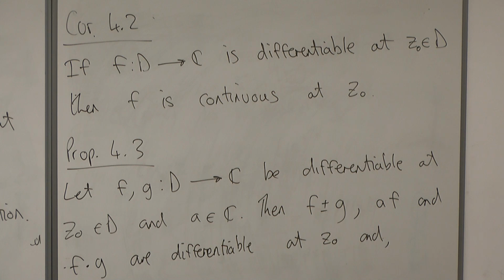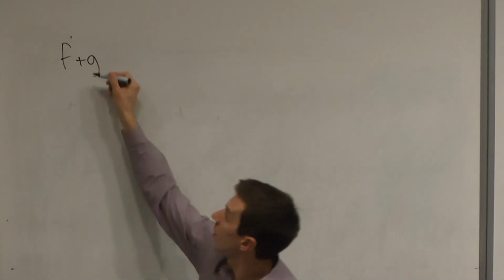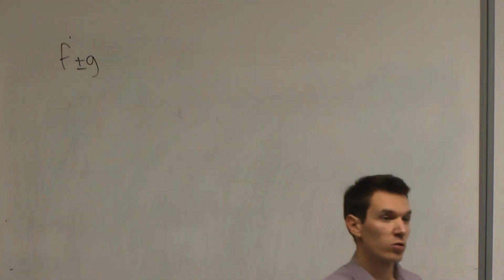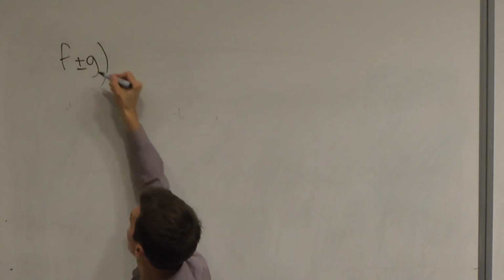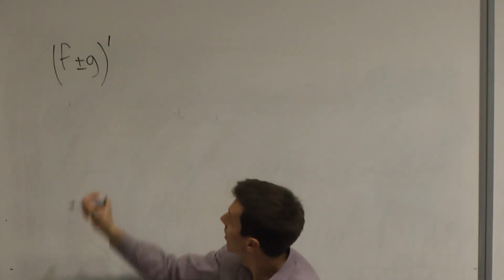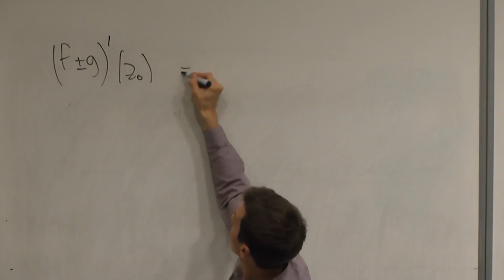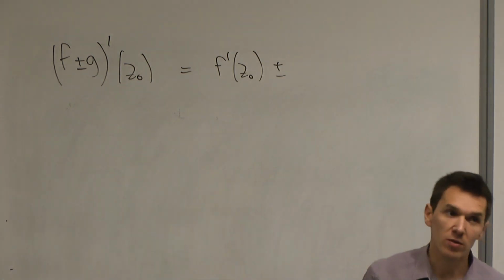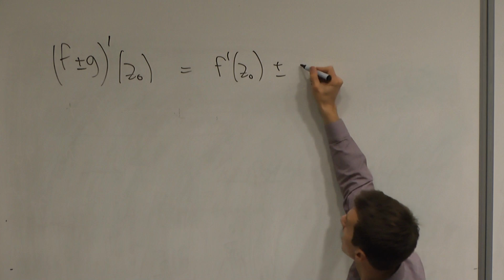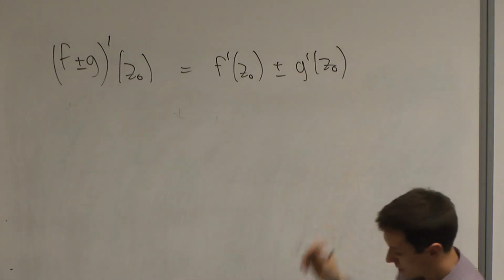And again, these are analogues to the real case. Right, so first of all, the derivative of a sum or difference of two differentiable functions is the sum or difference of the derivatives. So essentially then (f plus or minus g)' at z0 is equal to f'(z0) plus or minus, whichever the operation is, g'(z0). Okay?